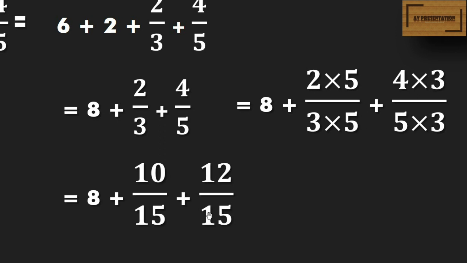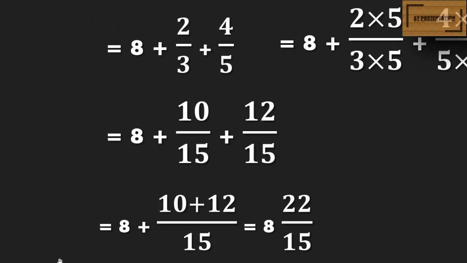Now we have converted the unequal denominators into equal denominators. Then in the next step, 8 is written as it is, and here the denominators are the same, so write one same denominator. Write the denominator and add the numerators. Here 10 plus 12 is 22, and 15 as it is, and 8 right here.